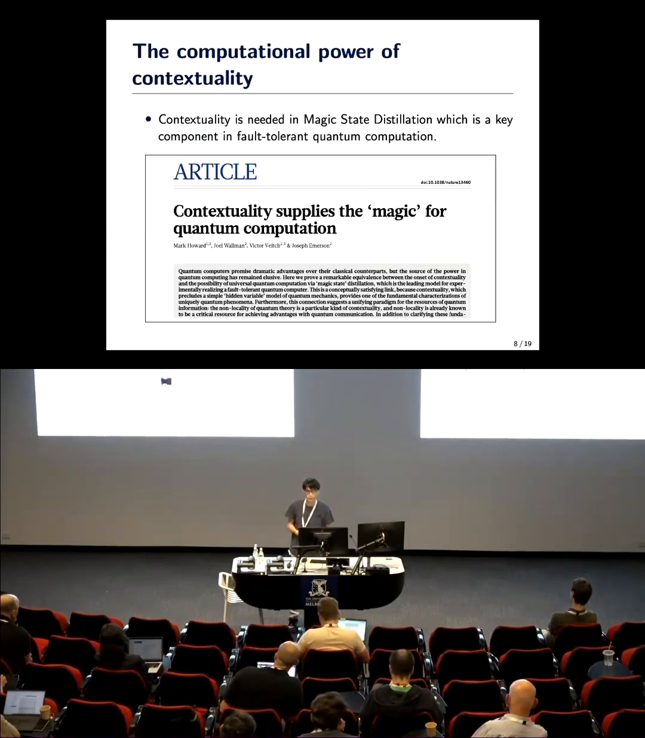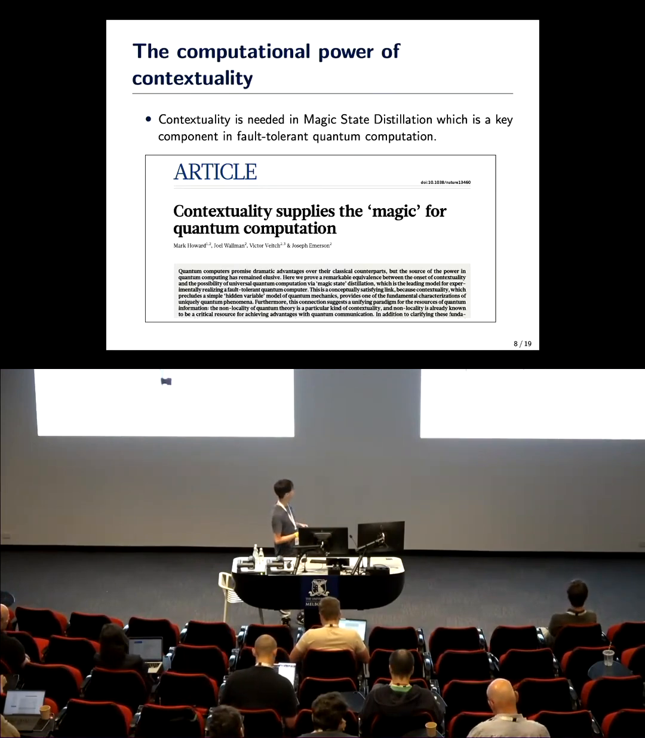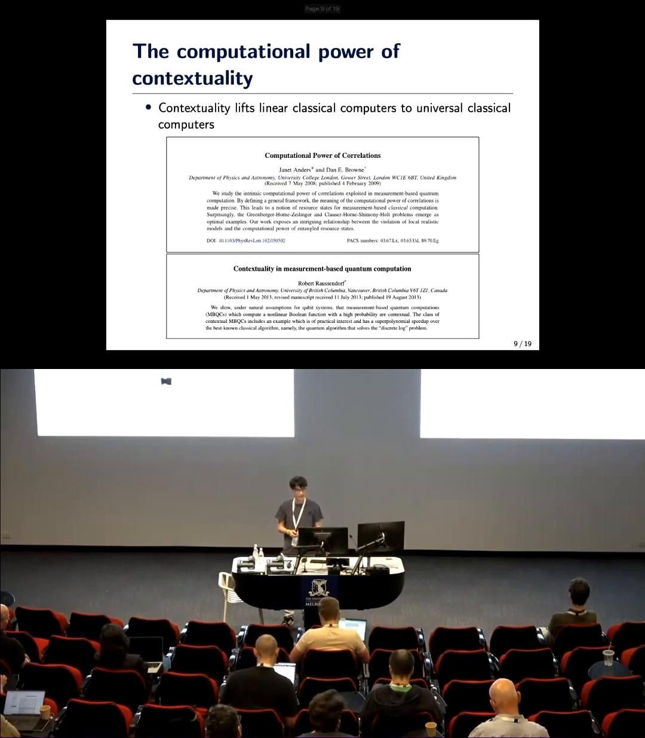There's also some work on the computational power of contextuality. In a Nature paper, Howard and others show that contextuality is needed in magic state distillation, which is a key component in fault-tolerant quantum computing. In another line of work, Anders, Browne, and Raussendorf show that contextuality can lift linear classical computers to universal ones. So the bottom line is there's some kind of magical computational power behind contextuality.